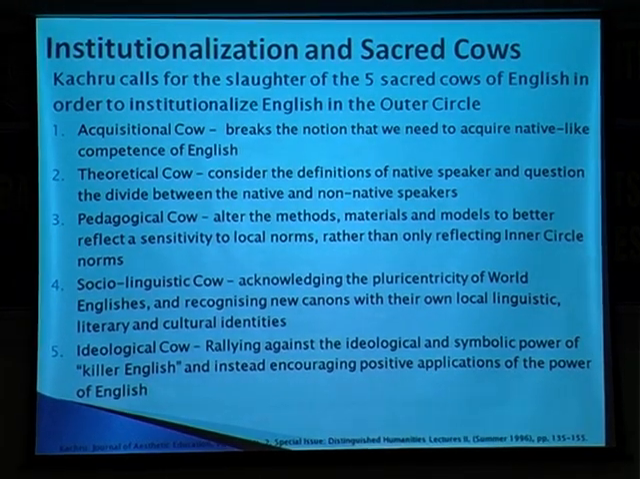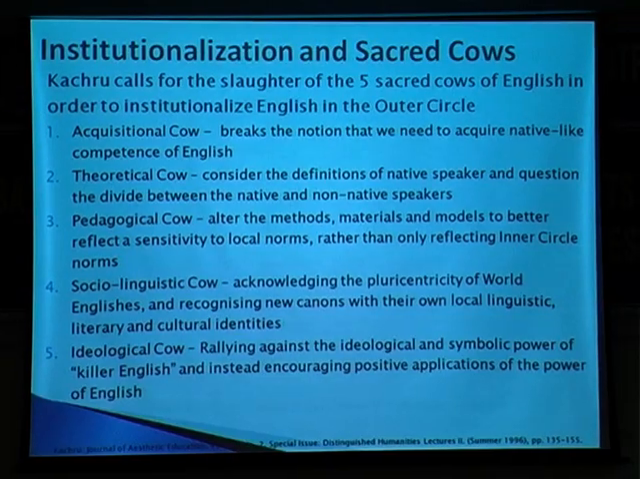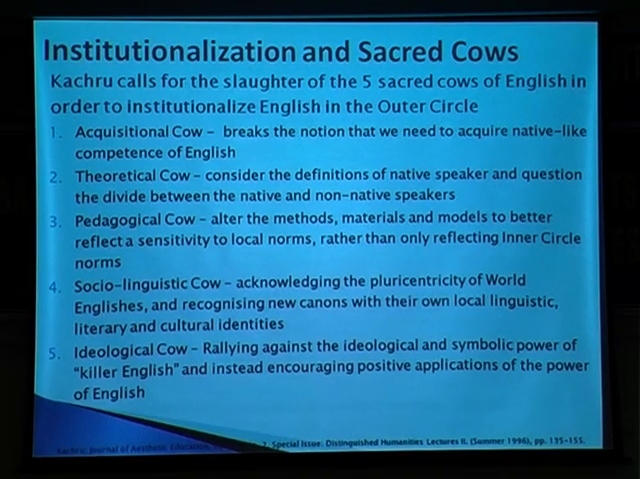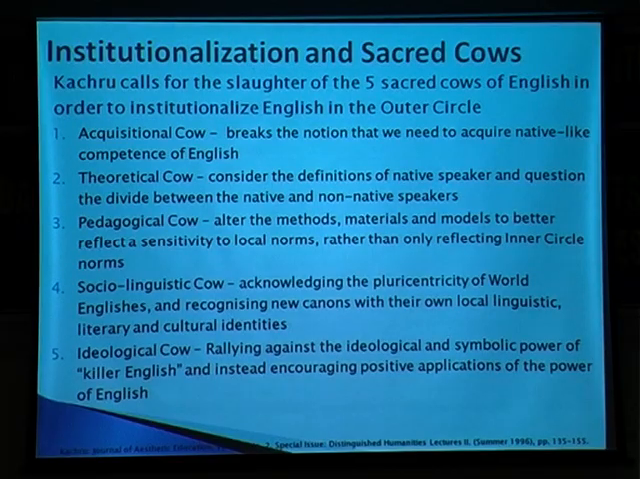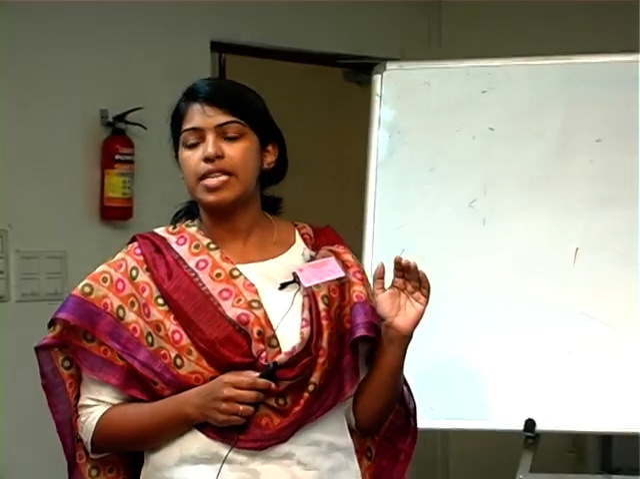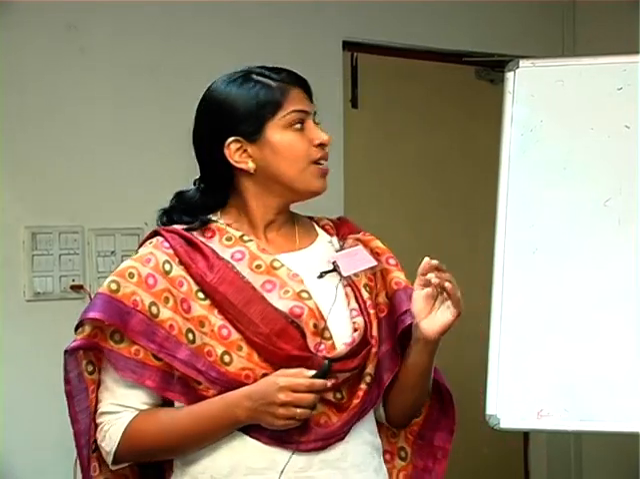When you speak about the institutionalization of English, especially in the outer circle mentioned by Kachru, Kachru calls for the slaughter of 5 sacred cows of English. Now what do you mean by sacred cows? The term sacred cows refers to an ideology or an idea or an establishment or a custom that cannot be criticized. For example, suppose we examine it in the Indian context. It actually has reference to the Indian context wherein we worship the cows as sacred.